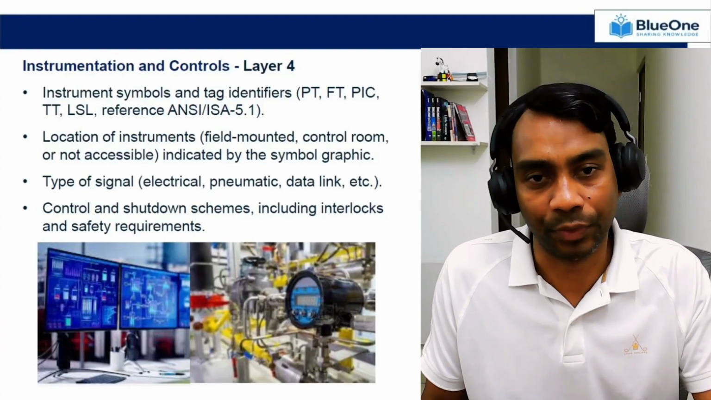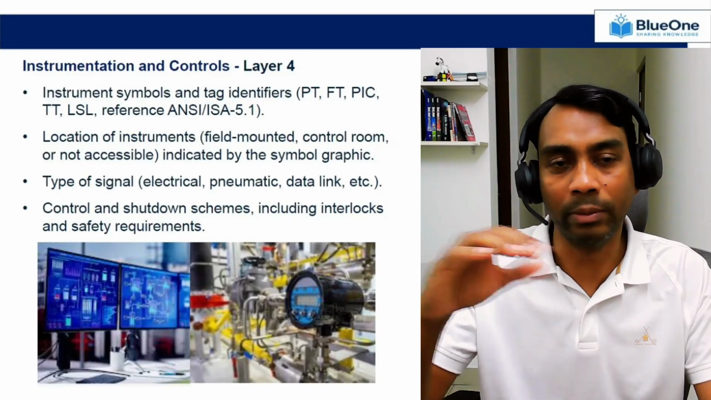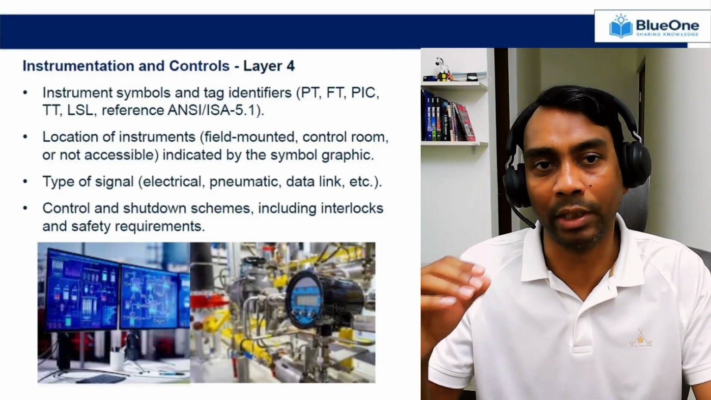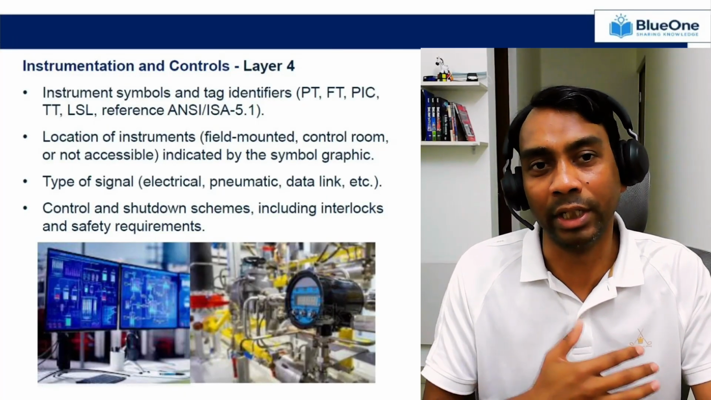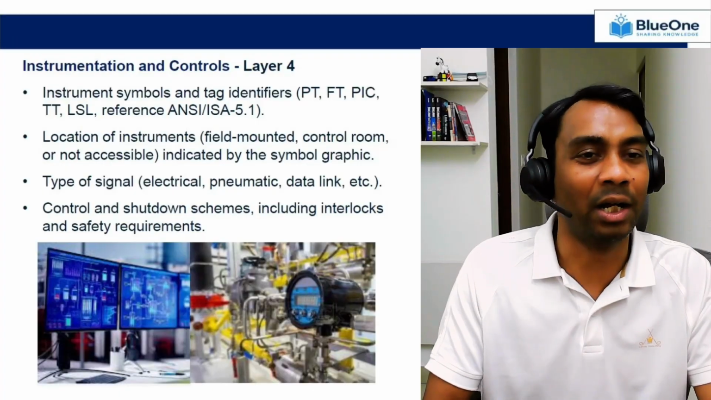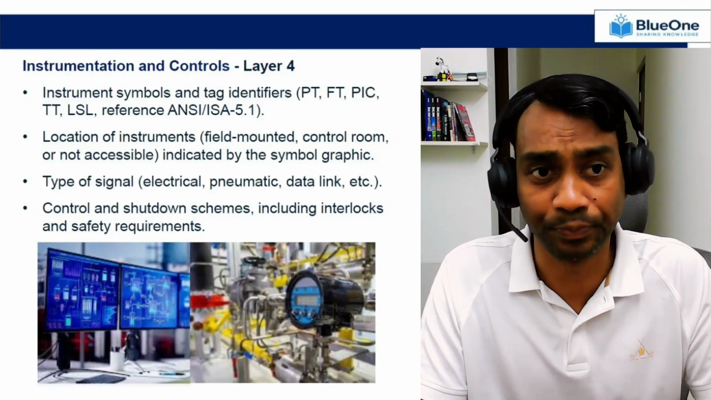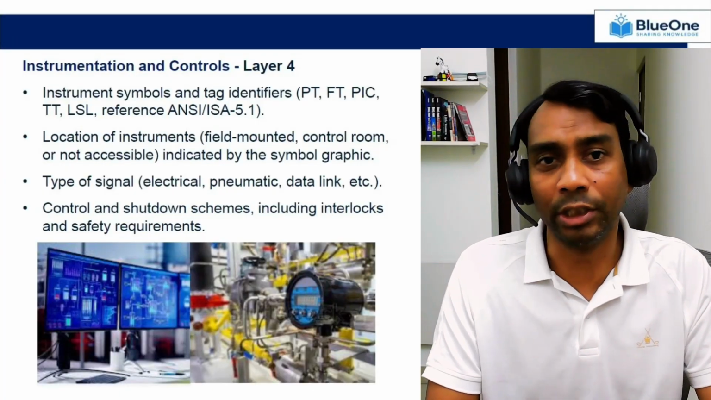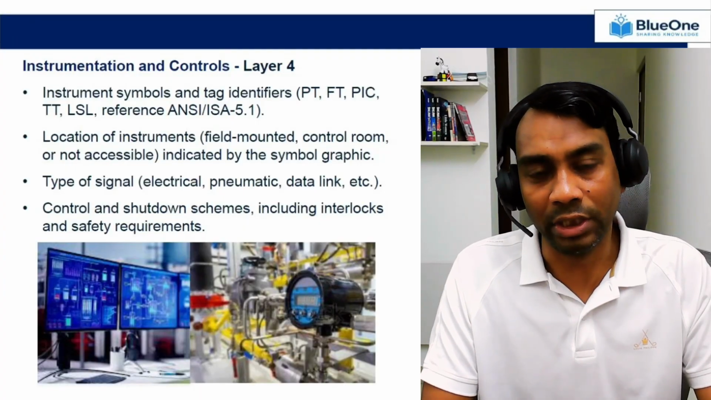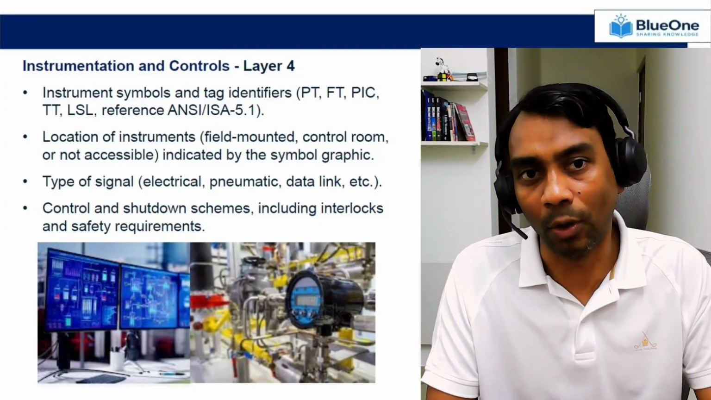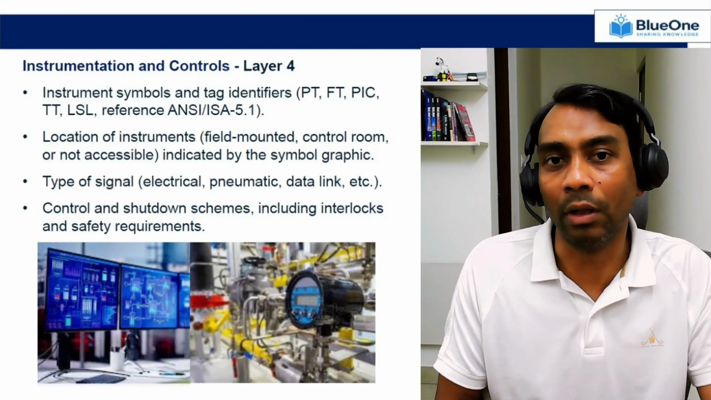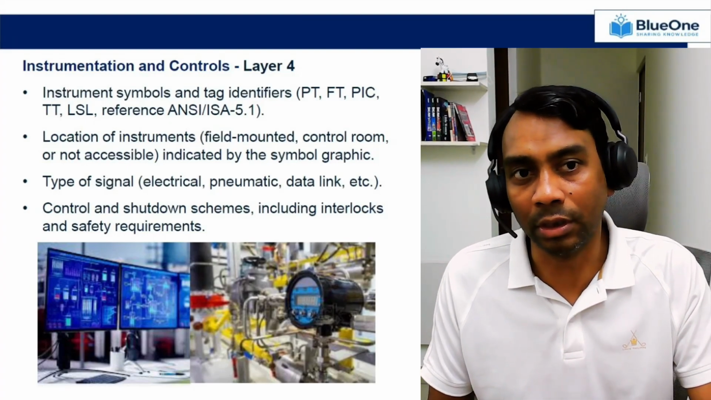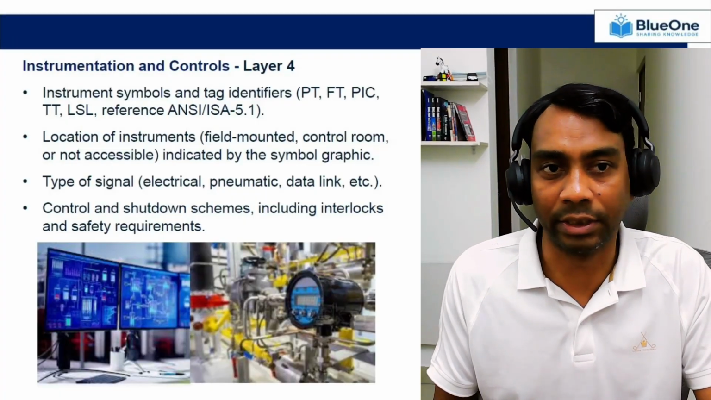Moving further, so we have seen layer 1, all the pipeline, layer 2, all the equipment. Now we are moving to the instrumentation and control, which is very near and dear to my heart, being an instrumentation and controls engineer. So when you move to layer 4, this layer specifically talks about the instrumentation symbols and tag identifiers. For example, pressure transmitter, flow transmitter, the level transmitter, etc.